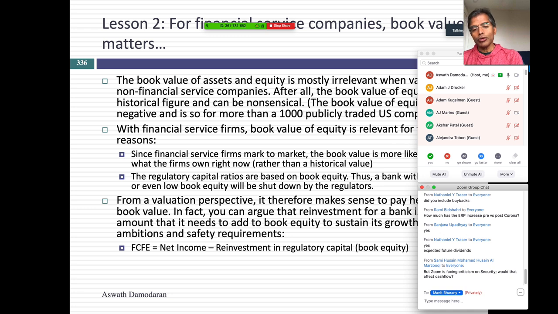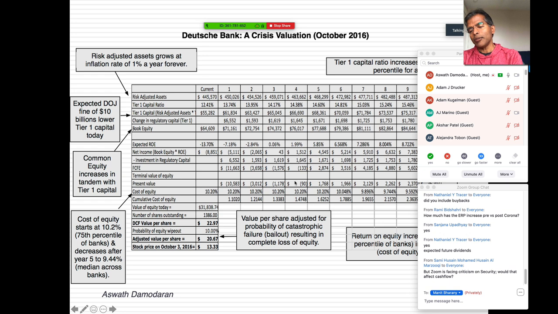So with no further ado, I'm going to take you through a valuation I did about 4 years ago of Deutsche Bank. In fact, this was a blog post. If you're interested, I'll send you the link to this post.